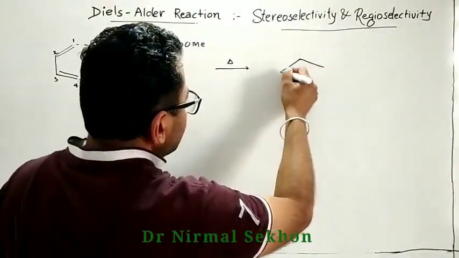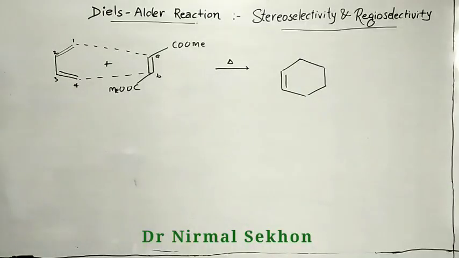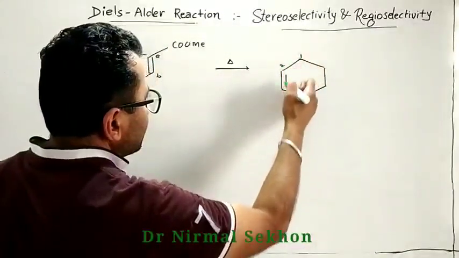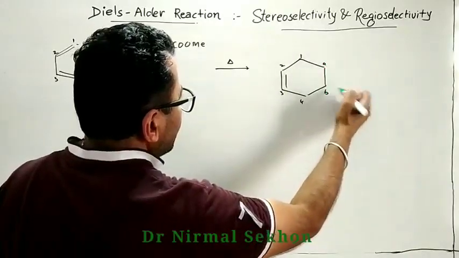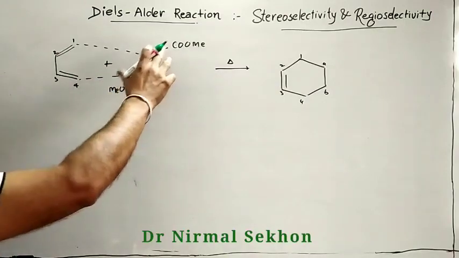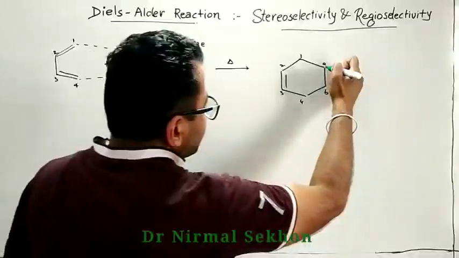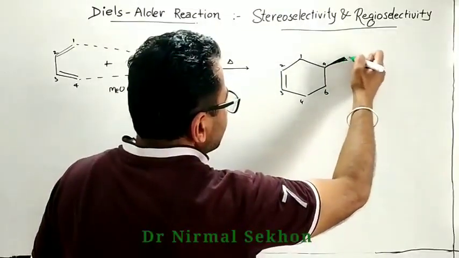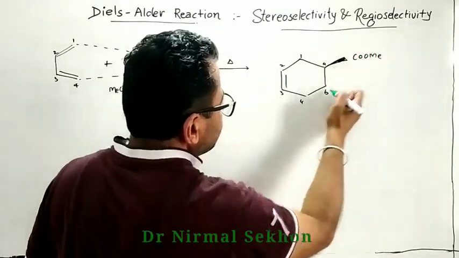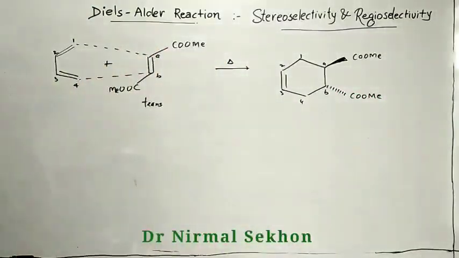So what is the product? Draw the cyclohexane like this. Mark 1, 2, 3, 4, A, B. Now which groups are attached at A and B? COOMe. But the two groups are in opposite positions. You can say this is a trans alkene, so here we must add trans: one group is above the plane, another group is below the plane. Trans gives trans, cis gives cis. So that's why this Diels Alder reaction is stereospecific.